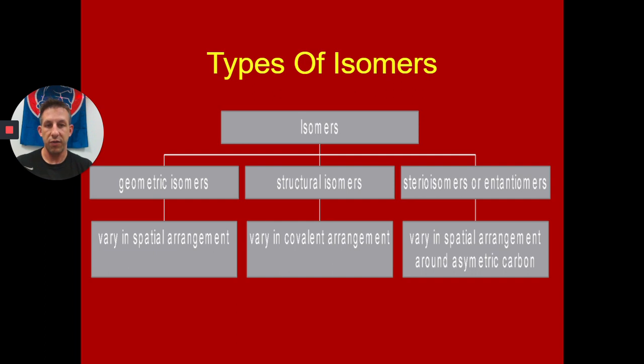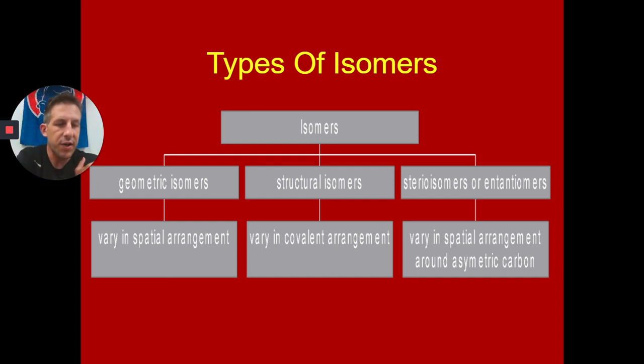The atoms vary in covalent arrangement. All of the isomers that we saw on the previous slide were examples of structural isomers. Double bonds were put in different spots, or maybe a functional group was moved from one place to another, or whatever.